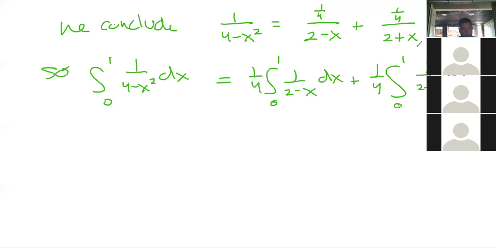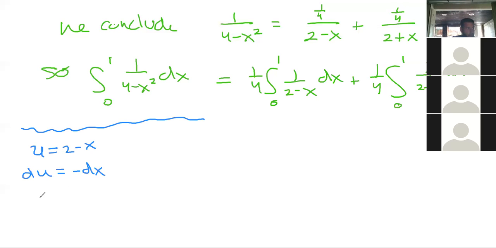Now, both of these integrals require substitution, but some people will do it manually because they've done it enough times. So I'm going to do 2 substitutions just to make it very clear. On the first one, I'm going to set u equals 2 minus x. And so du is negative dx.